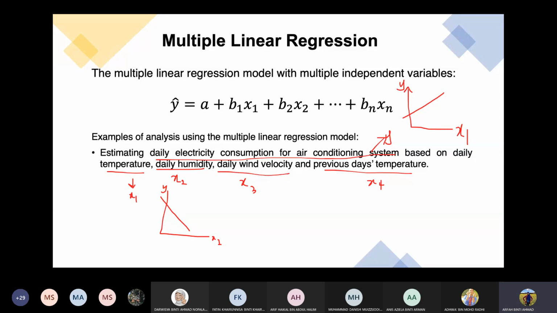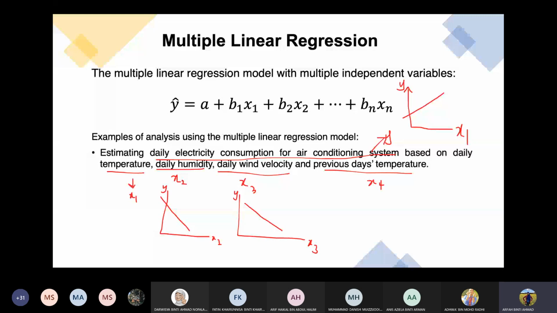Okay, the next one, X3 terhadap aircon. Daily wind velocity. So, semakin laju angin punya laju, semakin rendah atau semakin tinggi penggunaan aircon? Rendah. Makin rendah. Okey, betul. Sebab makin laju angin, makin banyak angin, makin sejuk. So kita tak gunalah aircon sangat kan, makin rendah penggunaan aircon.